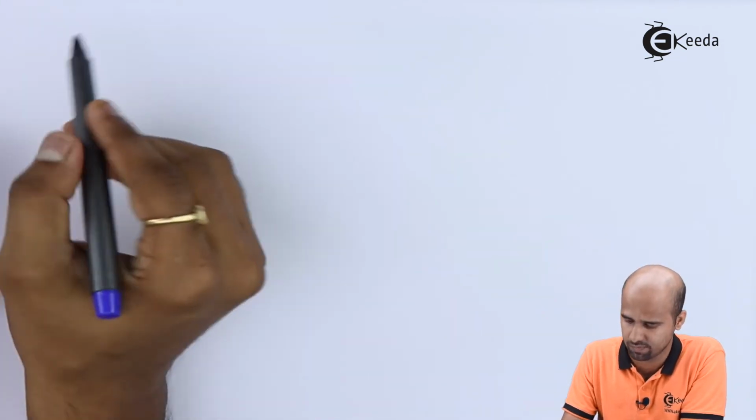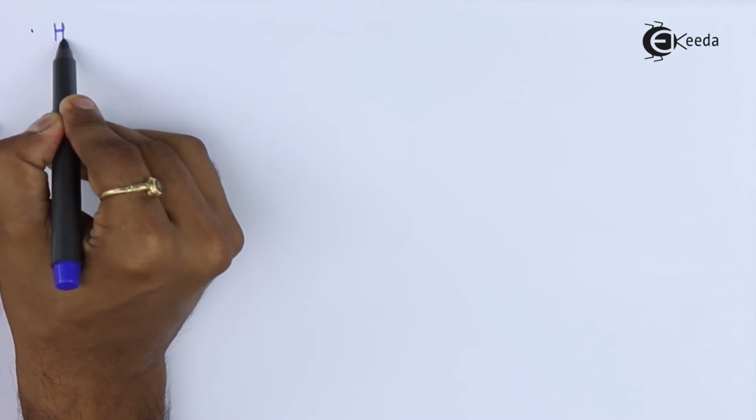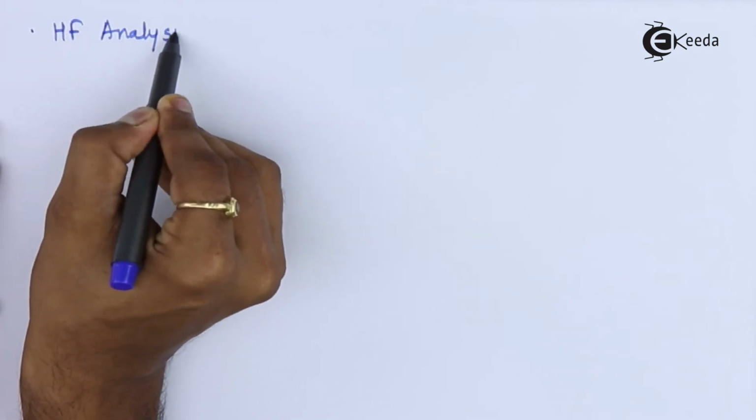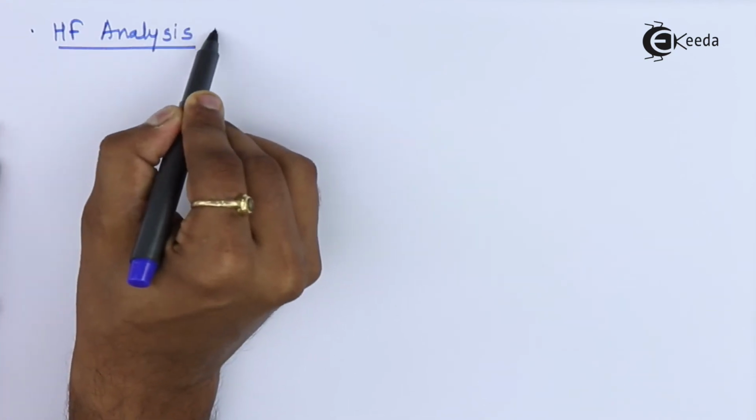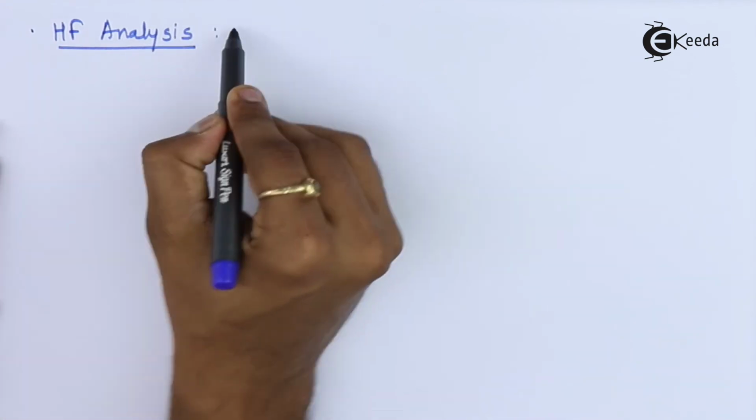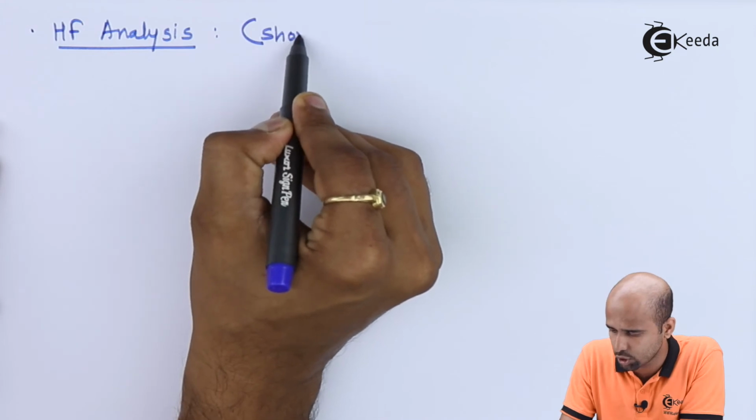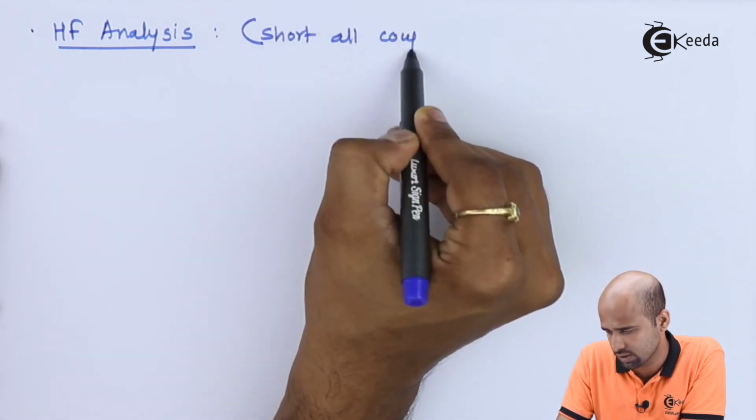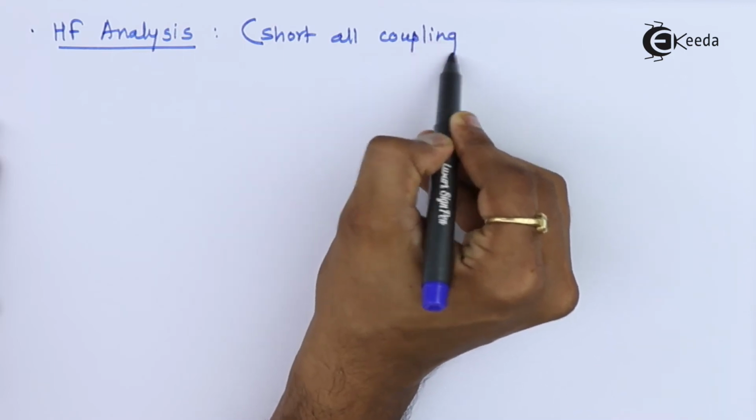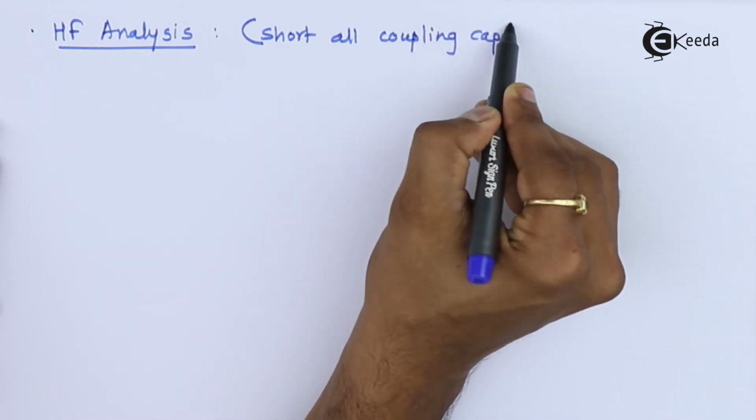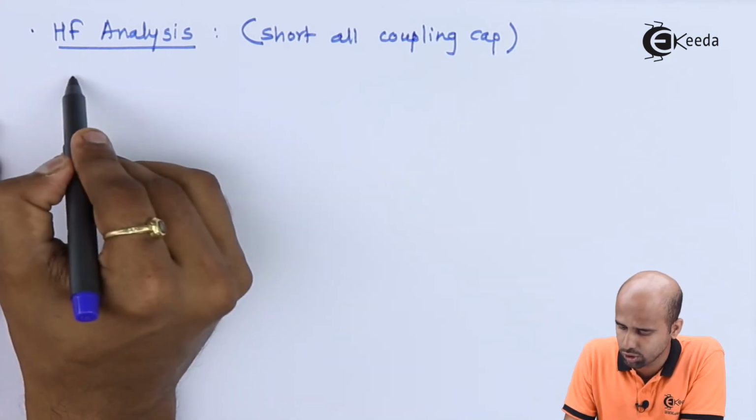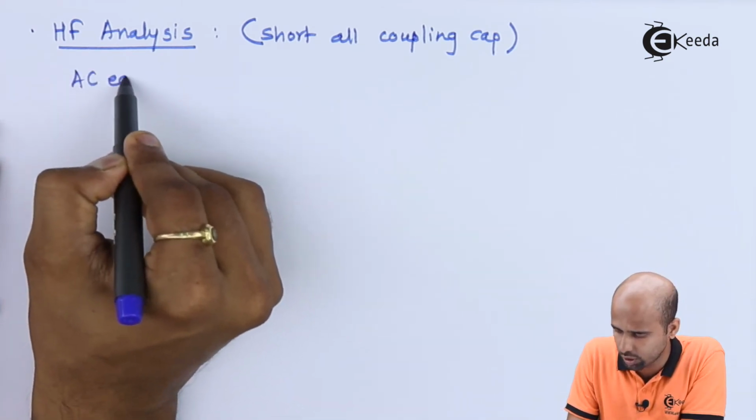Now in the third step we'll go for high frequency analysis. Here as well we are shorting all coupling capacitors, and then we will draw the AC equivalent model.